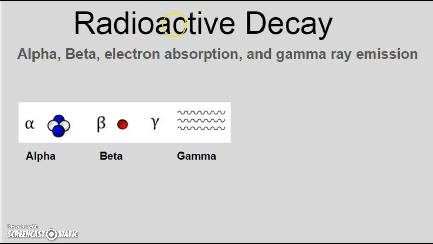This lecture is going to go over radioactive decay. We'll look at alpha and beta decay. We'll look at electron absorption. We'll talk a little bit about gamma ray emission.